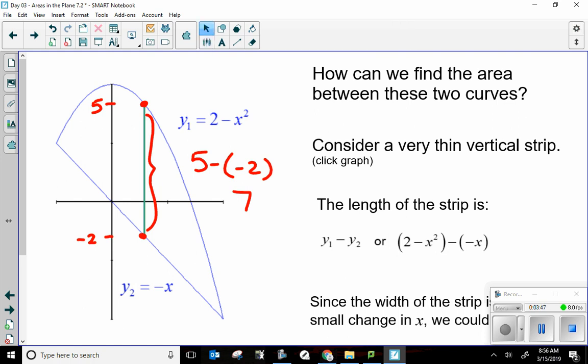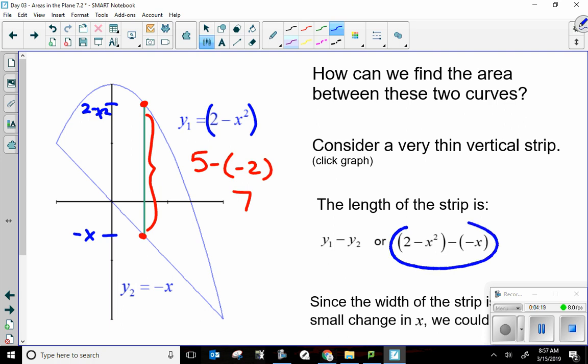But the thing is, I don't necessarily have a 5, and I don't necessarily have a -2. So how do I figure out what those y values are? I don't know what the y values are, but I know how I could get them. My upper graph, I plug an x value into 2 minus x squared. Whatever this is, I plug an x value into -x. So I still subtract them. This is my upper curve or graph, and this is the one below it.